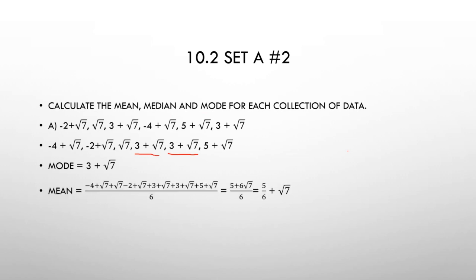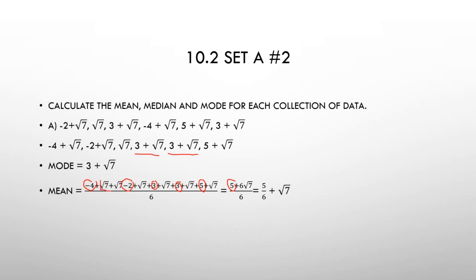So that's the number that occurs the most frequently. That's the mode. To find the mean, I needed to add up my numbers, and because there's 6 numbers, I divided by 6. So when you're adding these, you can add the -4 and the -2 and the 3 and the 3 and the 5. Okay? And -4 and -2 makes -6. 3 and 3 makes +6. So those cancel out, and you just end up with 5.